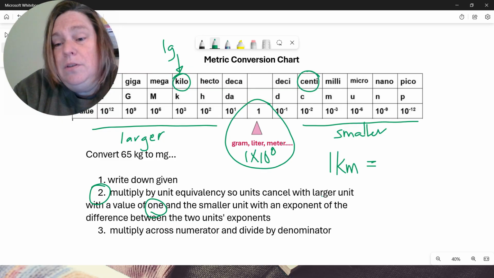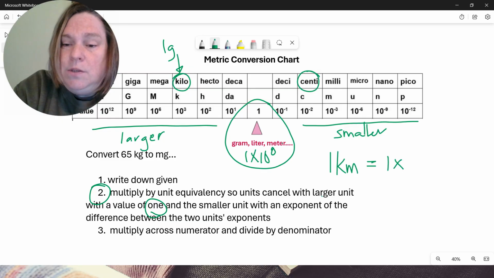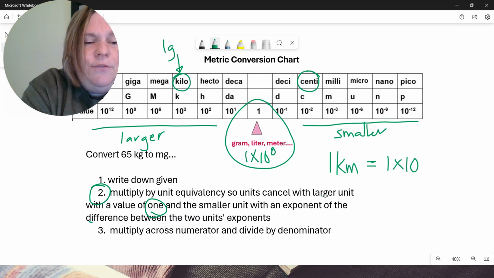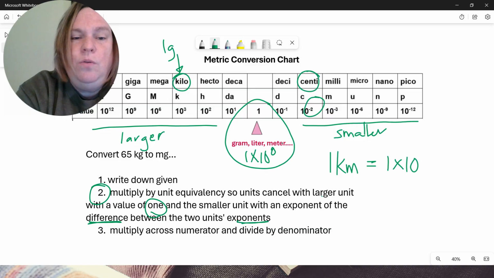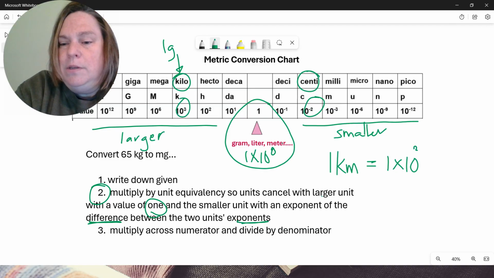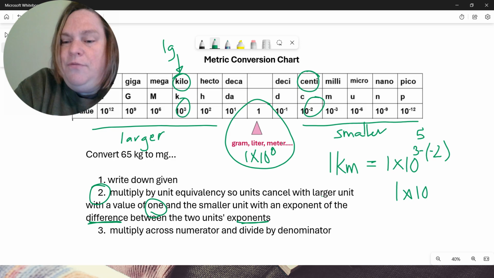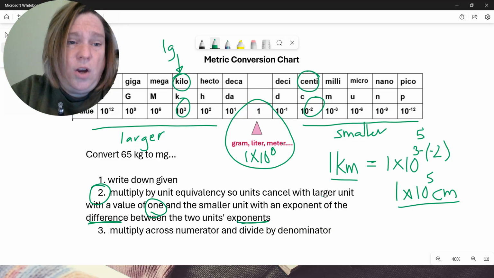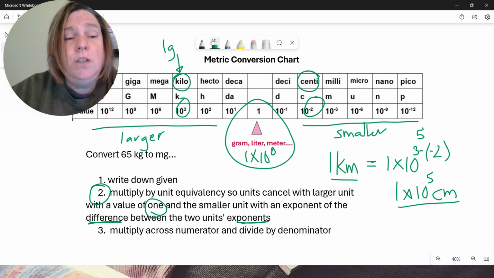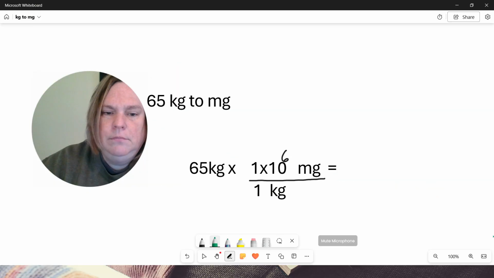Well, or in centimeters. So a centimeter is going to be the difference between the unit exponents. So I have an exponent of -2 and an exponent of 3. So I'm going to take 3 minus a -2, which will be 5. So 1 times 10 to the 5th centimeters is equal to 1 kilometer. And that makes sense because the kilo is larger. It's going to take a lot of little units to equal that one bigger unit. So let's use these in some examples.